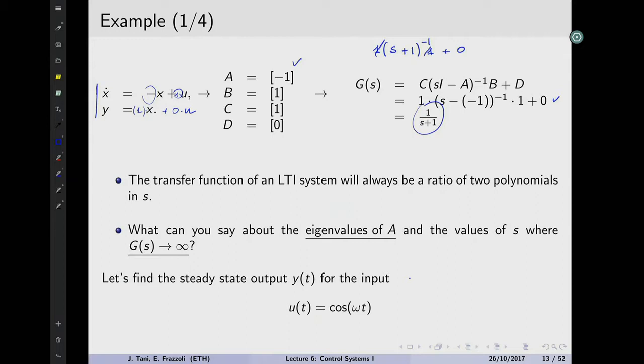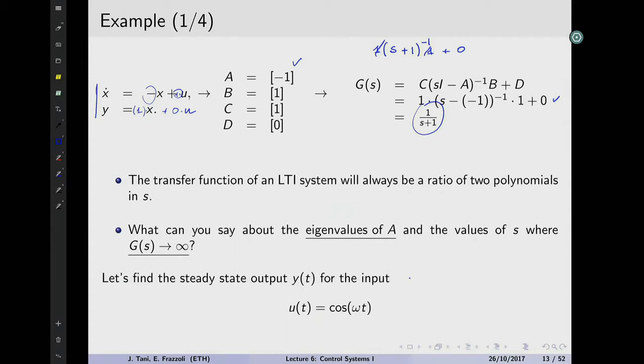Very well. So first of all, what can we observe? We kind of anticipated that the transfer function was a complex number, and that's settled. It's nice to observe that it's a ratio of two things. We'll see that this works in general. In general, a transfer function is a ratio of two polynomials. And look at the denominator a second. So what does it tell you? That's s plus one.